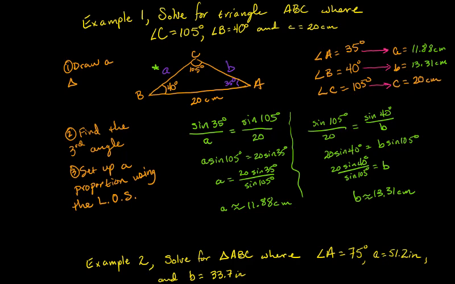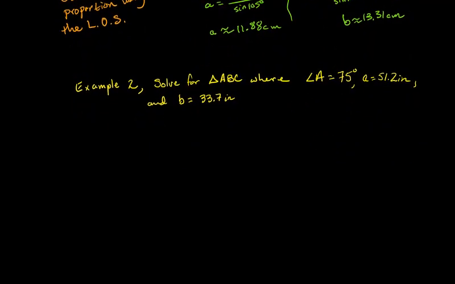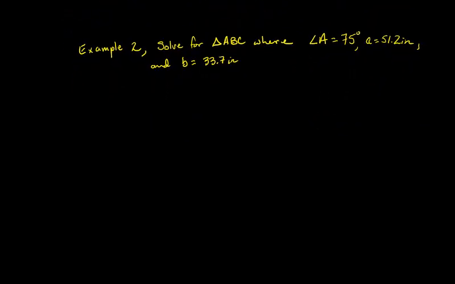All right, let's do one more, because in this one, you're given two sides and only one angle. So we're going to have to do a few different calculations in our calculator. All right, so I'm going to draw a picture. So here we go. I'll call that A, call this B, call this C. A is 75 degrees. Okay, B is 33.7 inches. A is 51.2 inches. So as you can see, we've been given two sides, right? Two sides in a row, and then the angle that follows.